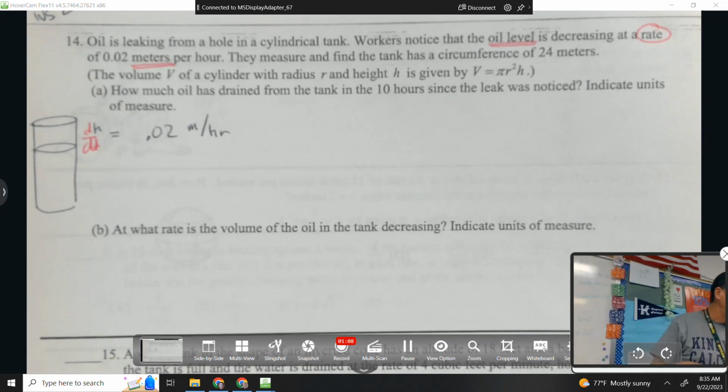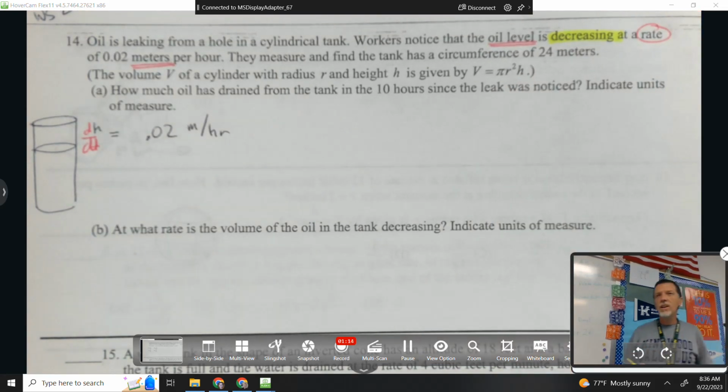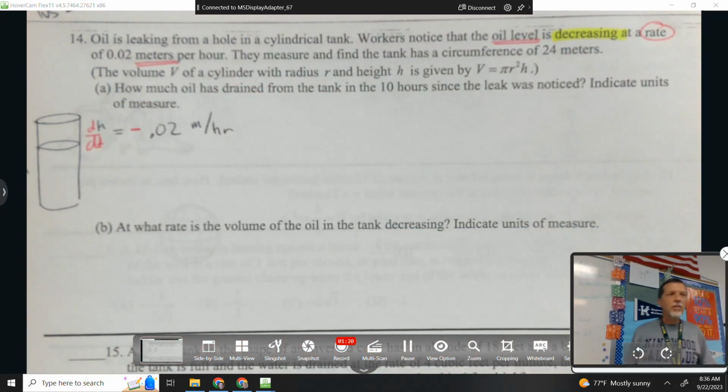What does that mean? Negative. Again, the negatives get people because it almost never says negative. You have to read the problem and know that decreasing means it's going down. So the change is negative.